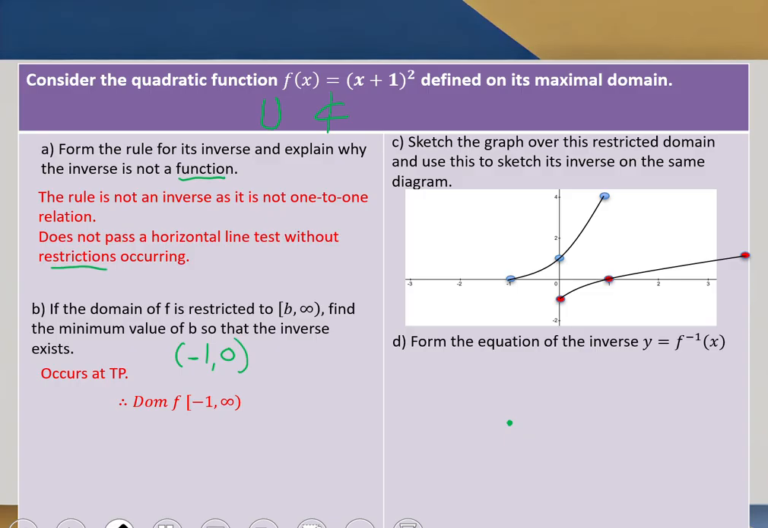So now I'm just going to think about my domain and my range. My range of my first function, we can see, is from 0 all the way up. So I can say the range of f is 0 to infinity. That means this will now become my domain for my inverse. So we can see that is starting at 0 and going all the way. The next part I need to look at is the domain of my original function. My domain is from -1 to positive infinity, which means this will turn into the range of my inverse.